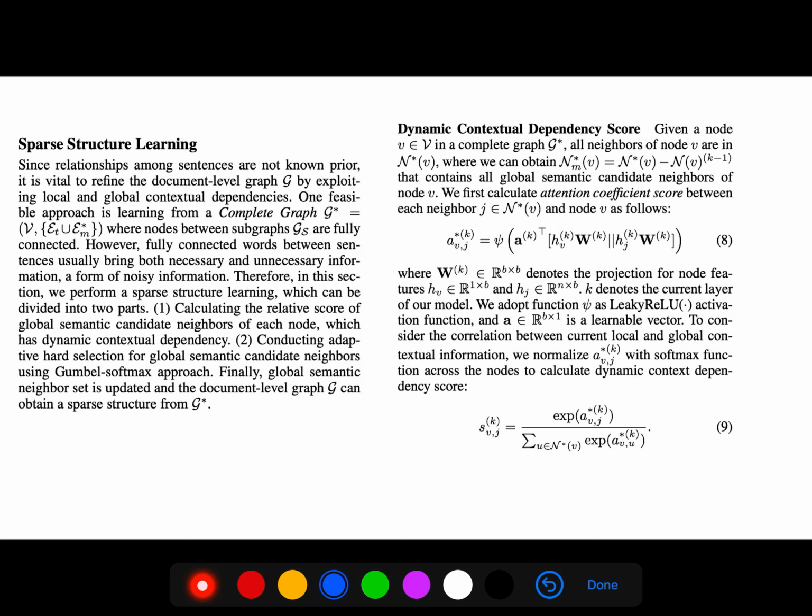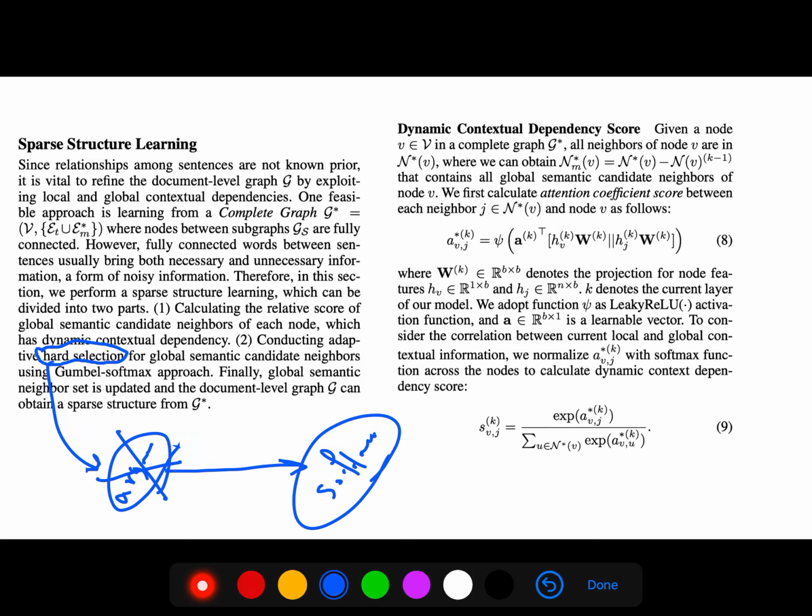Conducting adaptive hard selection for global semantic candidate neighbors using Gumbel softmax. Because they are doing hard selection, what is hard selection? It means you are doing argmax of something, and this is not differentiable. So you approximate it by some kind of softmax, which we call Gumbel softmax. Finally, the global semantic neighbor is updated. So you see that this adaptive hard selection for global semantic is necessary. That's why we need Gumbel softmax.